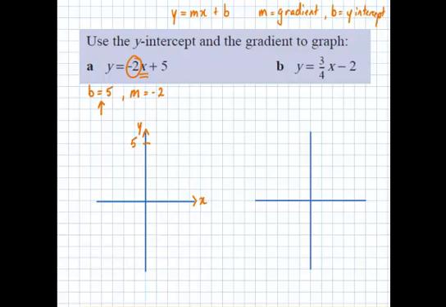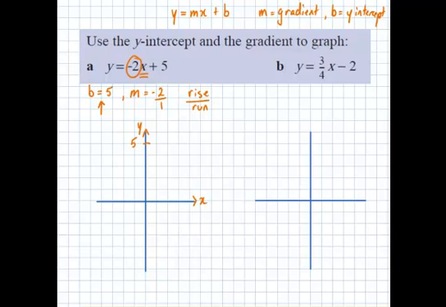Now remember, gradient is rise over run. Now here we've only got a whole number. To know what the rise is and what the run is, we need a fraction. So if you have a whole number, you can always just put it over 1. Alright, because 2 over 1 is still 2. So you can just write that.